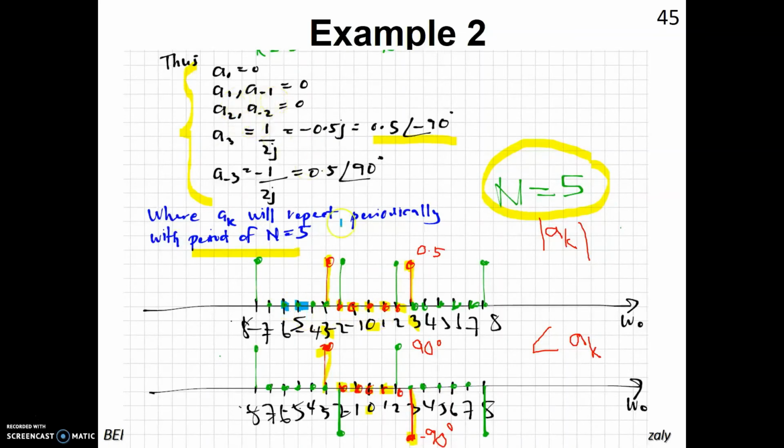And then a_1, so 1 plus minus 5, you have minus 4. And at a_3, you have the value 0.5. So a_3 is here. You subtract 5 to shift, so 3 minus 5 gives you minus 2. So it's this point.